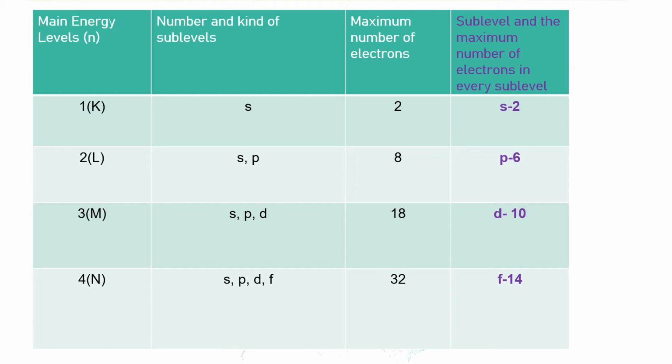And so with the third energy level, S, P, and D sub-levels. The 18 maximum number of electrons in the main energy level will be divided into S, P, and D sub-levels. 2 electrons will go to the S sub-level, 6 electrons will go to the P sub-level, and 10 electrons will go to the D sub-level.